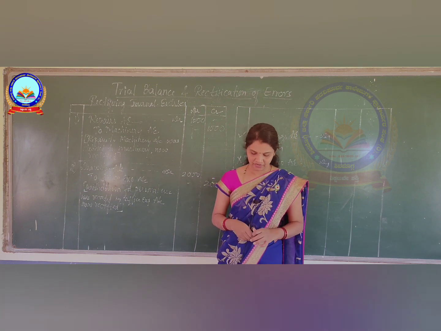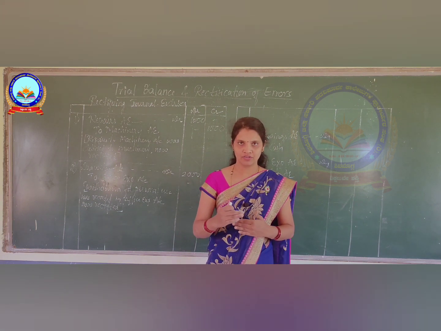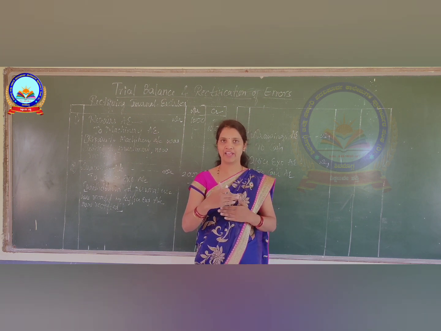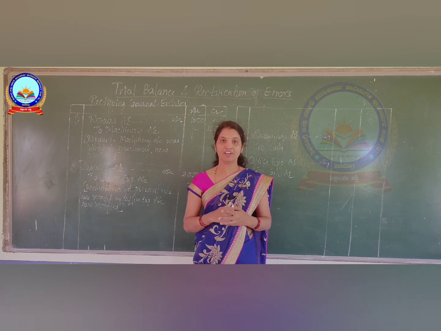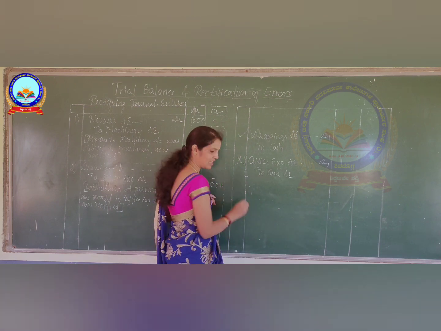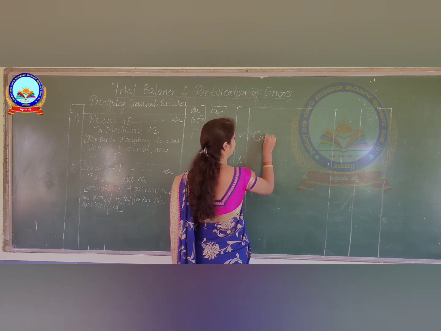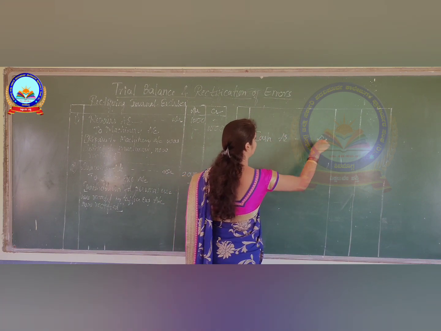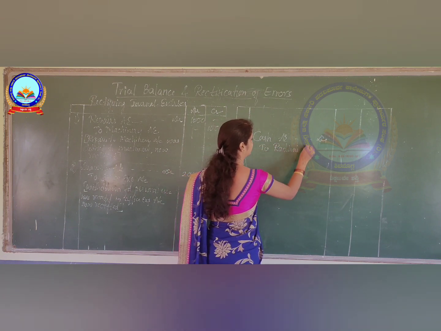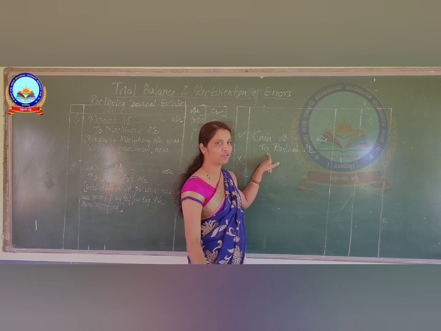The third error, a sum of rupees 3000 received from Radha. So I am dividing the whole sentence into two parts, one for the transaction, another for the error. The transaction is a sum of rupees 3000 received from Radha. What is the entry? When I receive an amount from some person, the entry is cash account debtor to, from whom I received? Radha, Radha's account. So cash received from Radha, this is the transaction and this is the entry for that transaction.